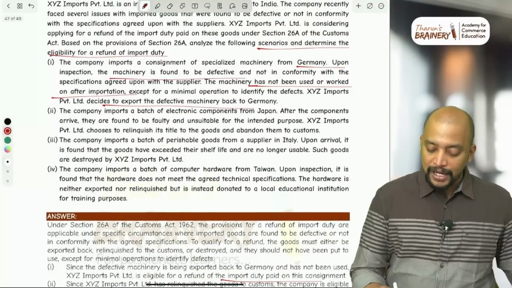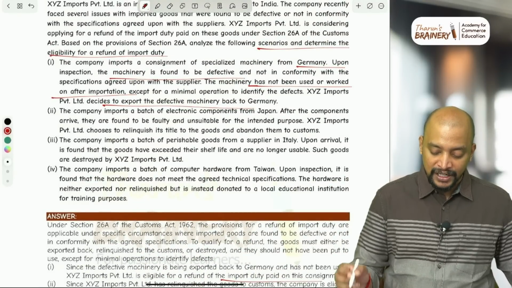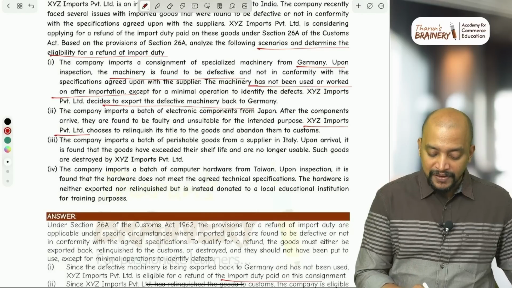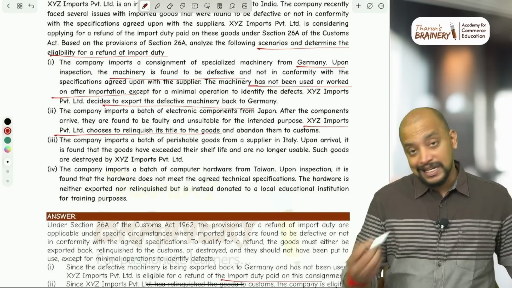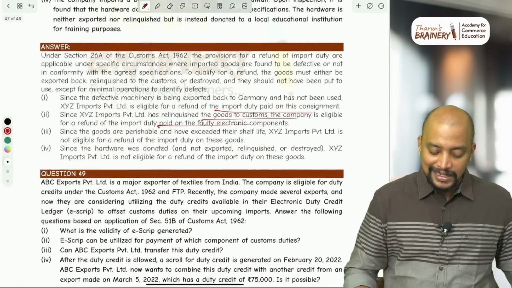The company imports a batch of electronic components from Japan. After the components arrive, they are found to be faulty and unsuitable for the intended purpose. XYZ Imports Private Limited chooses to relinquish its title. Yes, even in case of relinquishment of title, they will be able to get the refund.